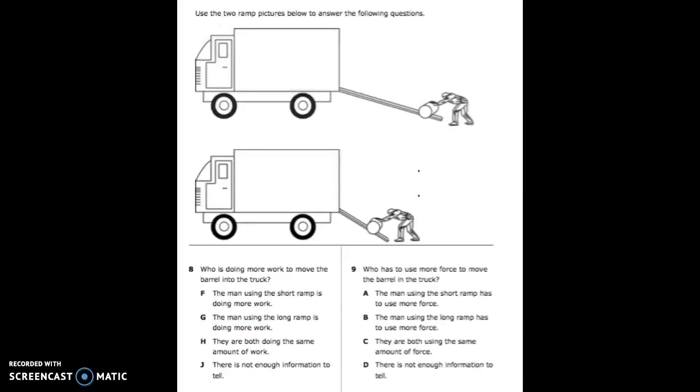Use the 2 ramp pictures below to answer the following questions. Number 8. Who is doing more work to move the barrel into the truck? F. The man using the short ramp is doing more work. G. The man using the long ramp is doing more work. H. They're both doing the same amount of work. And J. There's not enough information to tell.